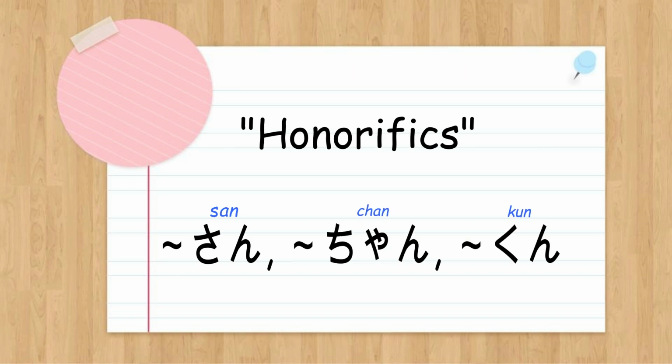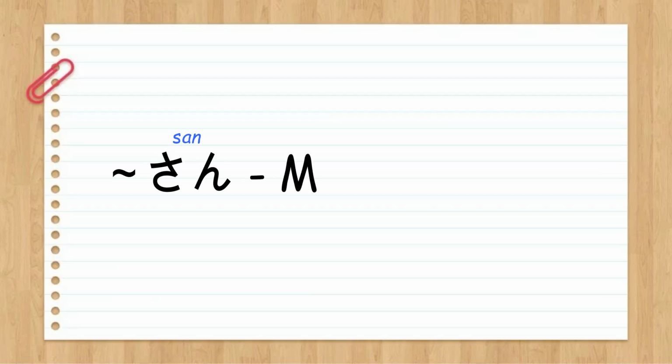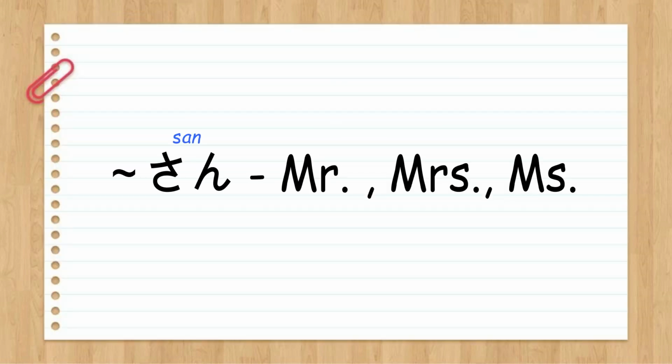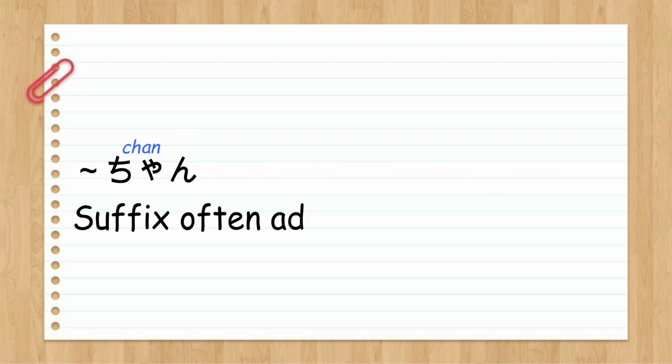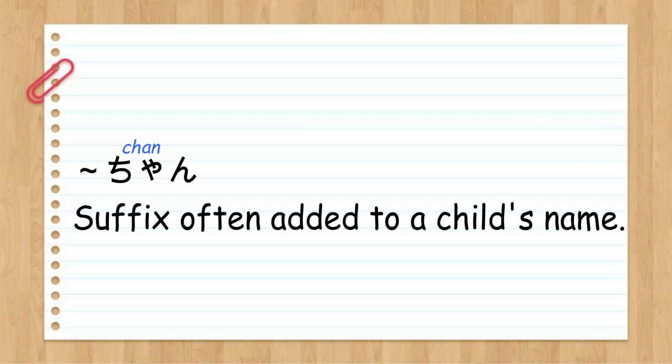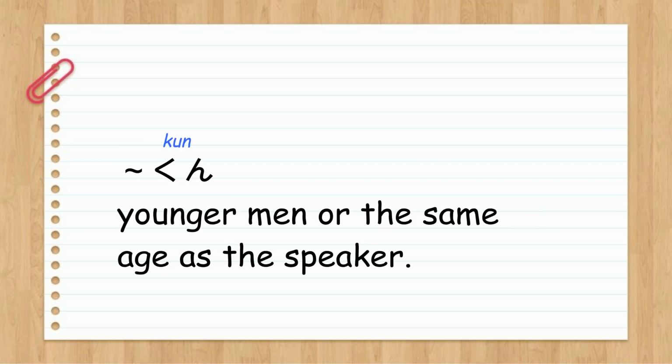Lastly, we're going to talk about their honorifics. San. It is a title of respect added to a name. It can be used with both male and female names. Chan. It is added to small children's names instead of san to indicate familiarity. It can also be attached to kinship terms in a childish language. Lastly is kun. It is less polite than san. It is used to address men who are younger or the same age as the speaker.